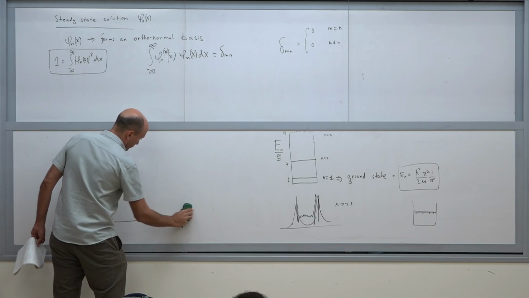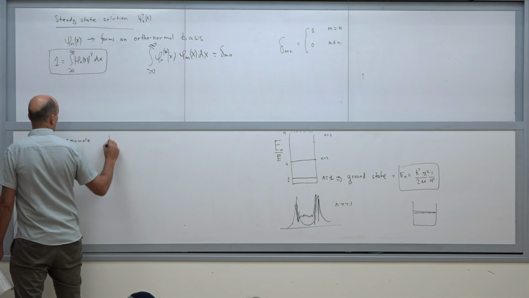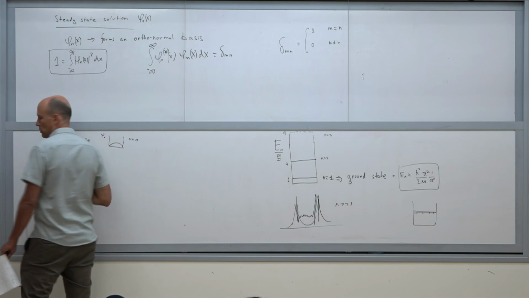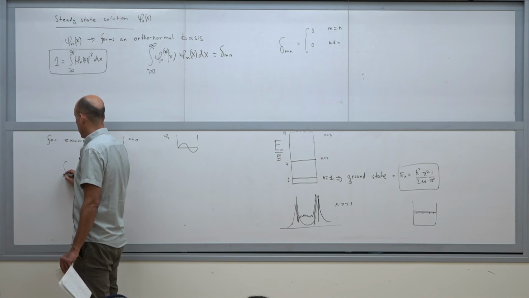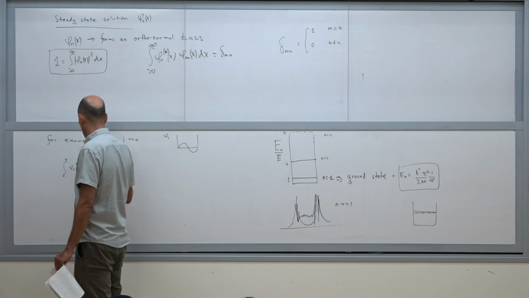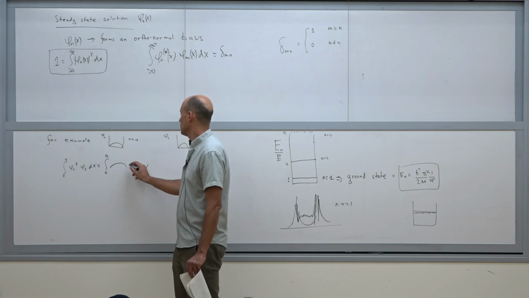For example, let us take n equal 1. Phi 1 looks like this. Phi 2 looks like this. So the integral, in our case, from 0 to a, of phi 1 star times phi 2 dx is the integral from 0 to a of this times this dx. And this is obviously 0.